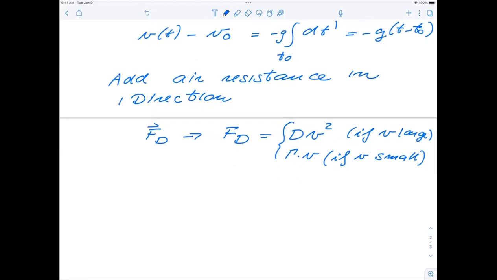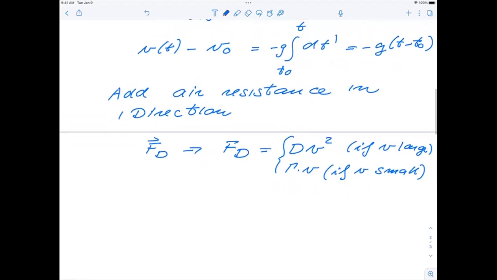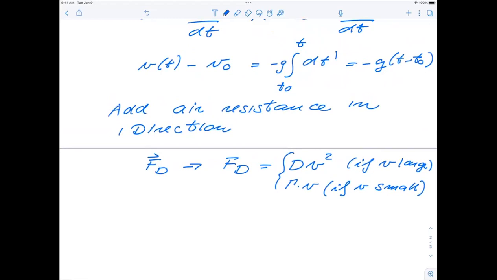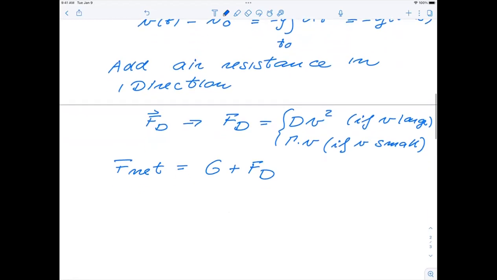Okay, so if we now look at this specific equation we have, we can go back to the total force, what we call the net force. And this is going to be given by gravity plus this force F of d here. So that means that we are going to have something which looks like, and now we are going to set up the case with the square velocity dependence. So we're going to have a d times v squared.